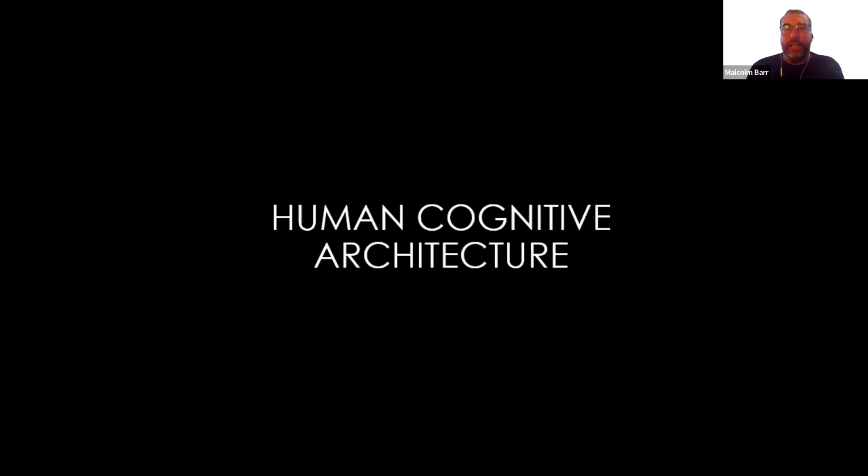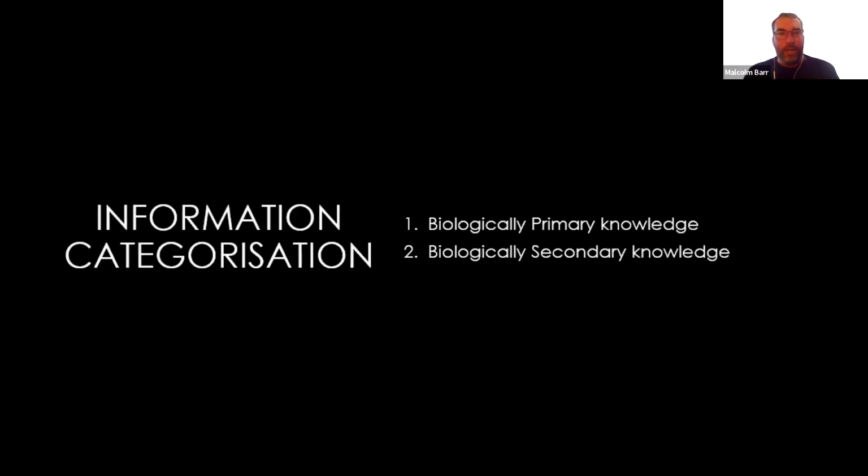So, human cognitive architecture. When we think about this, I'm thinking about the way in which we learn. There's lots of things we do that aren't involved with learning that are cognitive skills, but I'm particularly thinking about how we learn. So all information that we learn can be categorized as either biologically primary knowledge or biologically secondary knowledge.